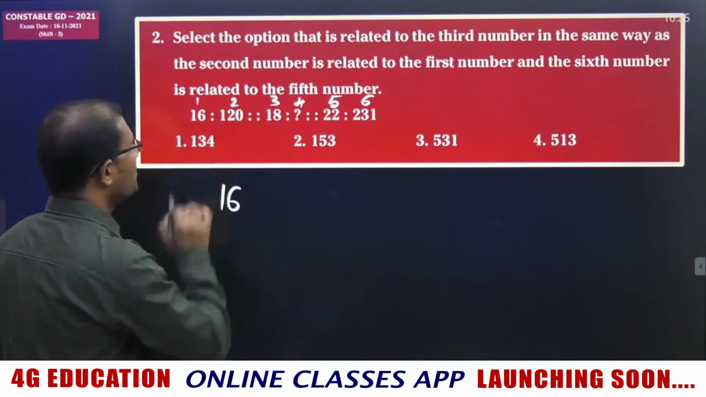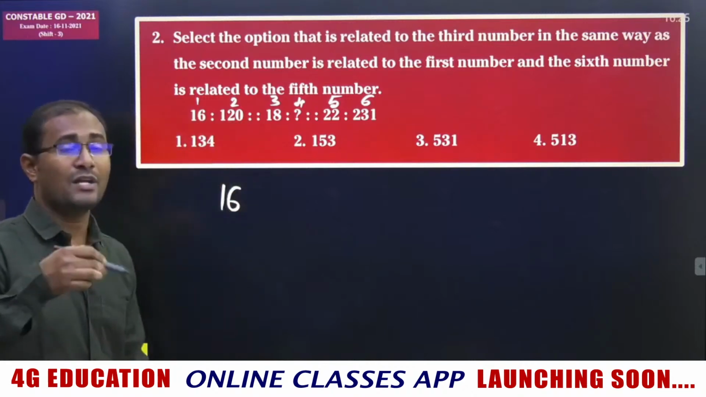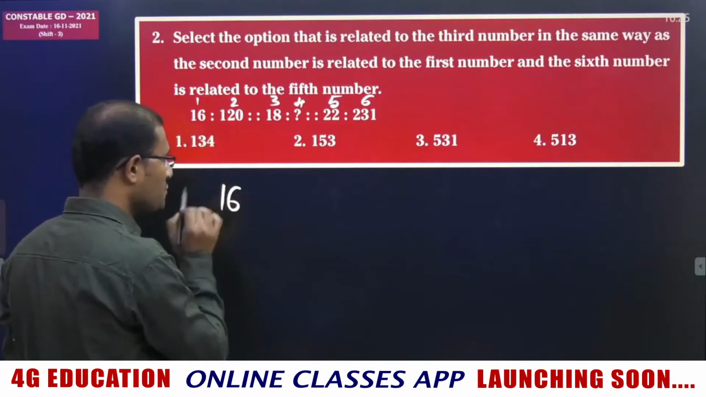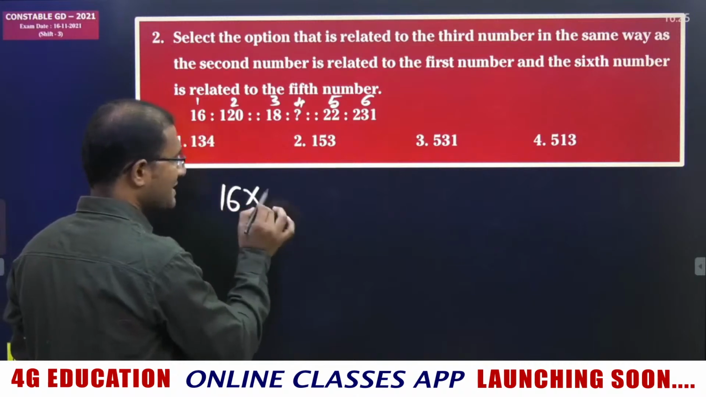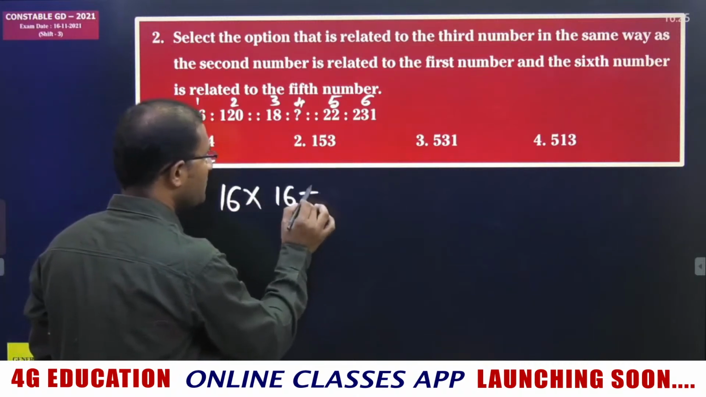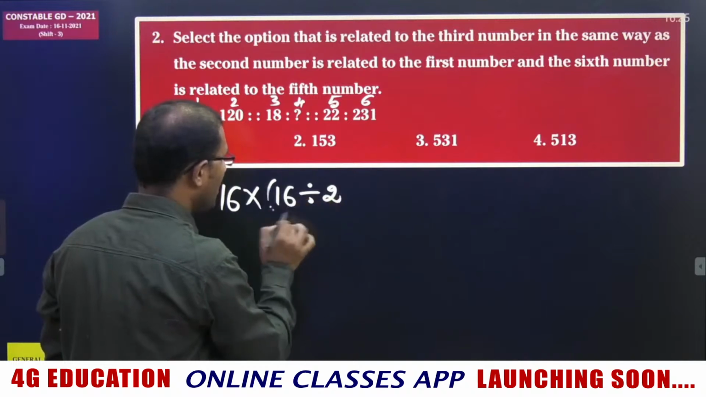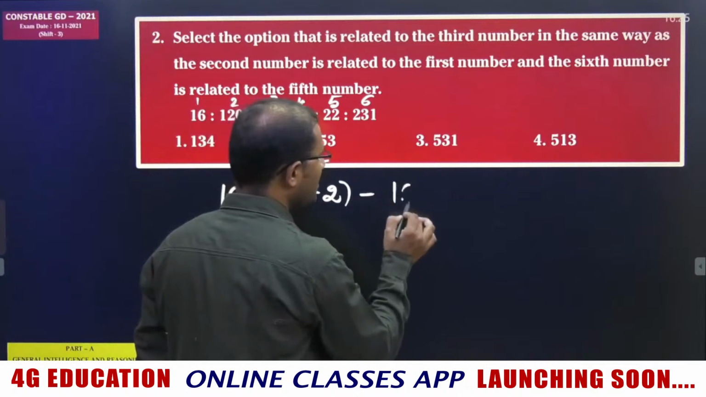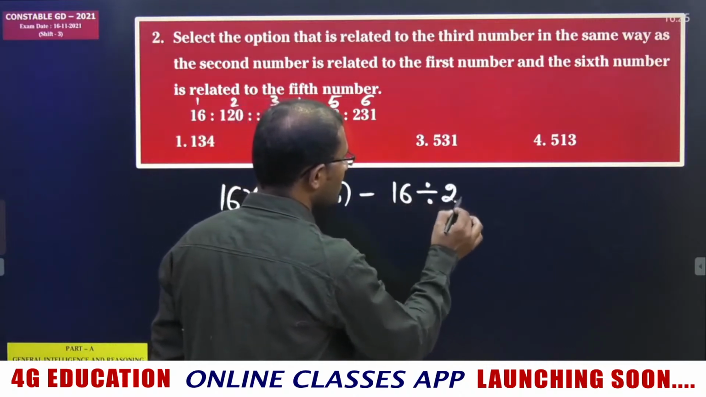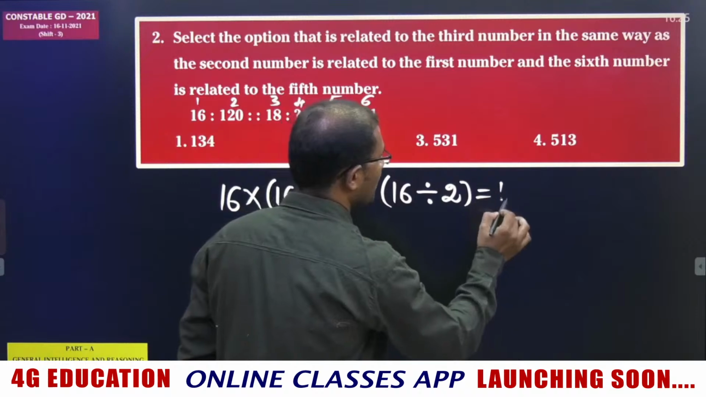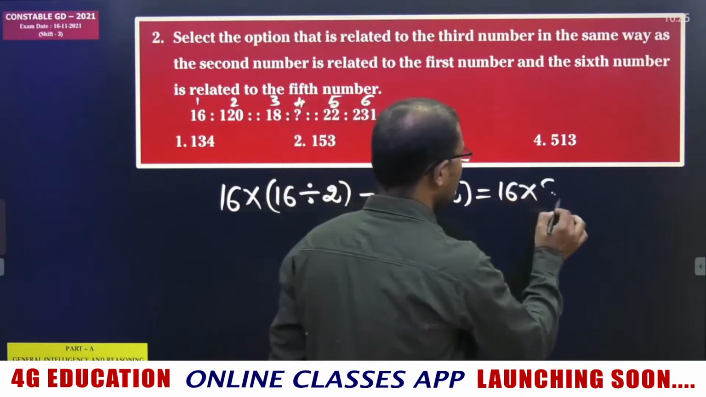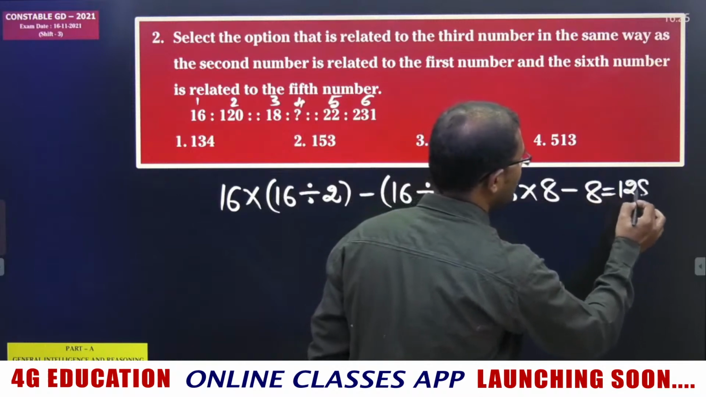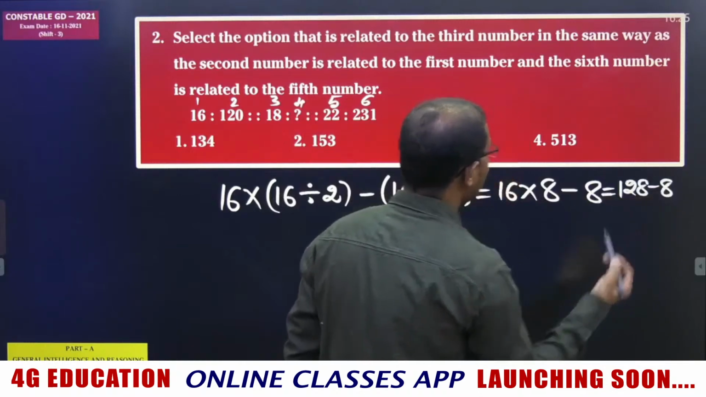Taking the first element, 16 is given, so from 16 we need to get 120. So how we can get 120 with the help of 16 we are going to check here. 16 into 16 half, minus 16 half. So 16 into 8 minus 8, which is 128 minus 8, which is 120.